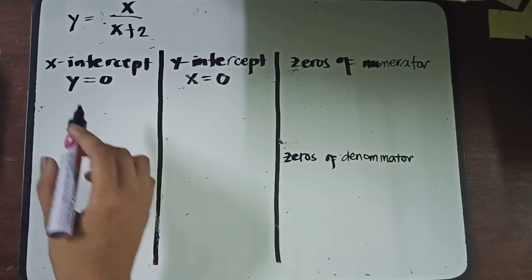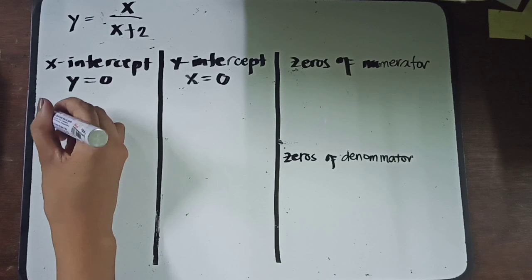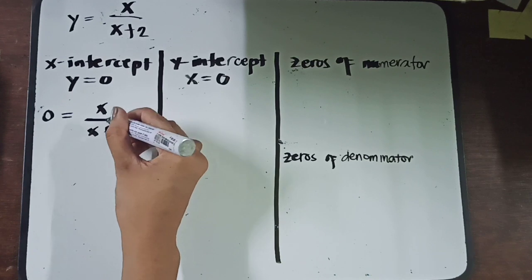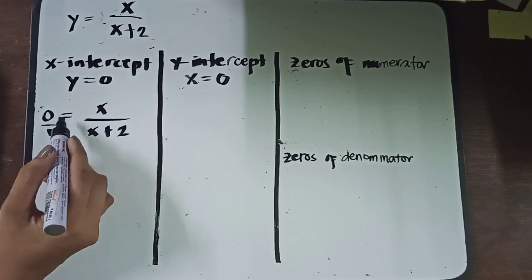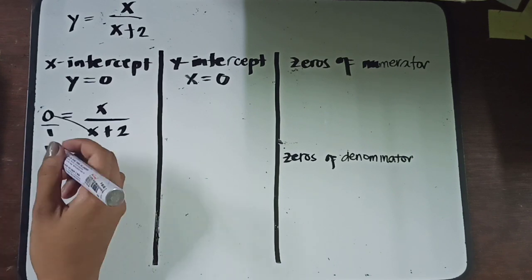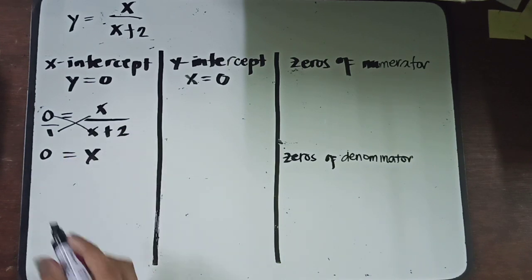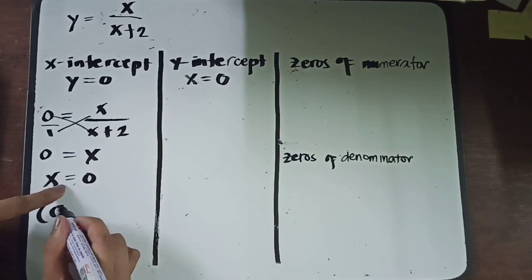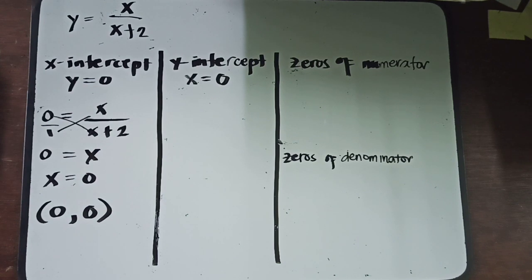For x-intercept, set the value of y be equal to 0. Then substitute. So, that is 0 is equal to x over x plus 2. Again, pwede akong mag-cross multiply dito. So 0 multiplied by x plus 2 is 0, and 1 multiplied by x is x. So the value of our x now is equal to 0. So the x-intercept is the value of x, which is 0, and the value of our y, which is also 0. So now, what is the y-intercept?